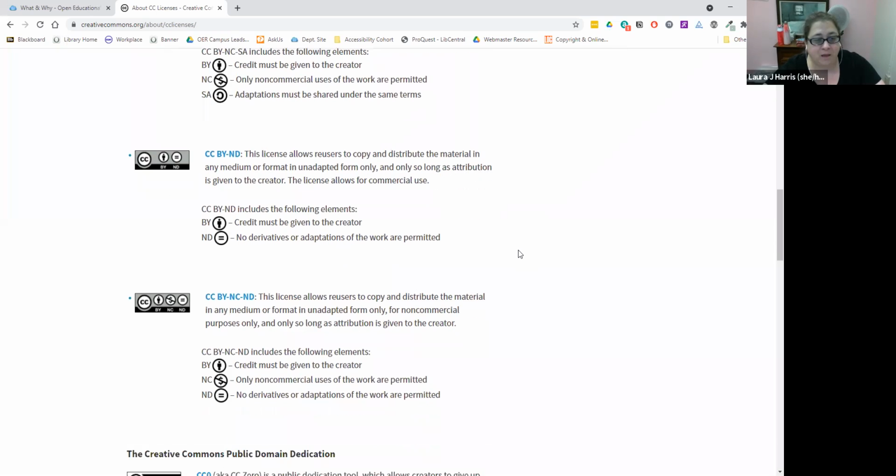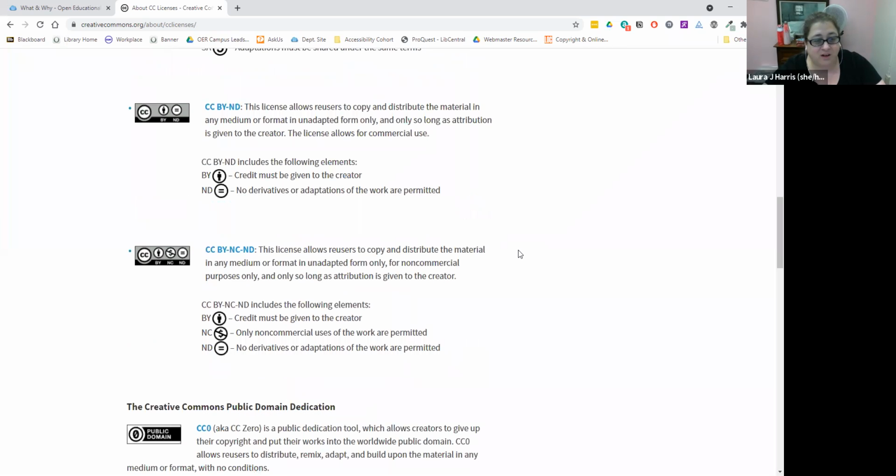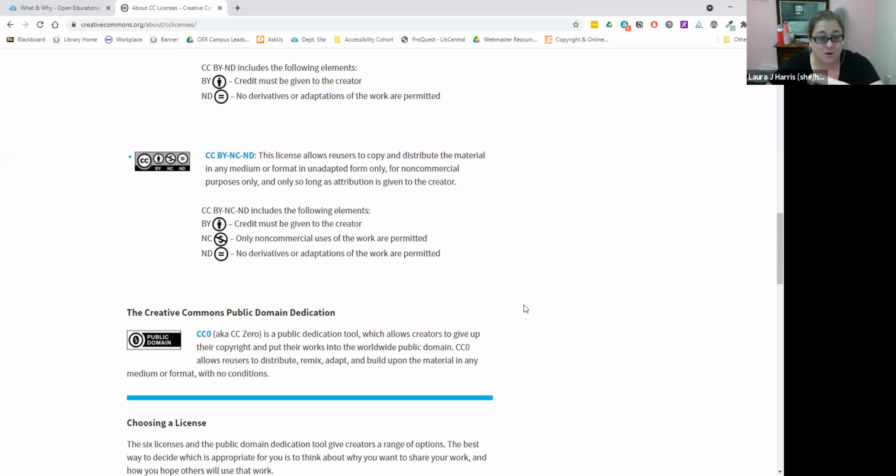barriers. And then the last one we have here is CC BY non-commercial, non-derivative. So that is the most limiting one. You cannot make any money off of it. You cannot make any changes to it. And of course you have to give attribution. So the very last one, I mentioned this a few moments ago, is CC zero.